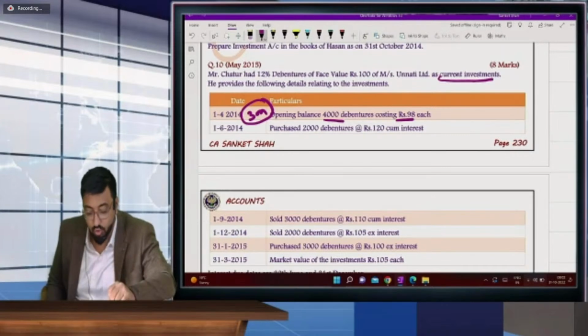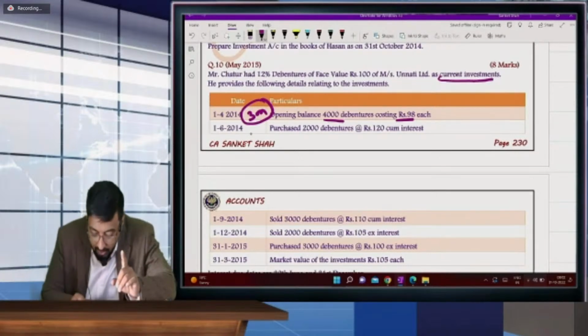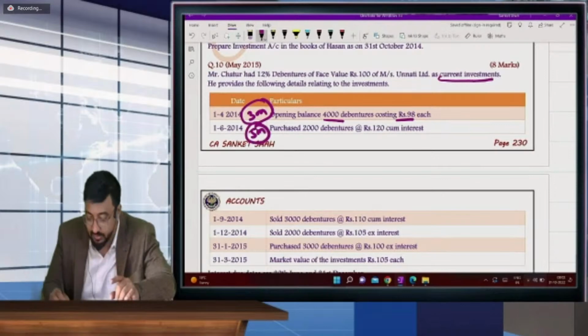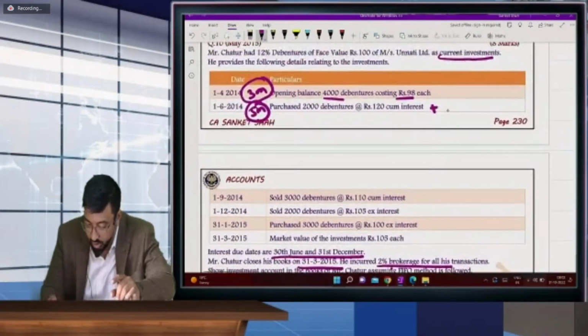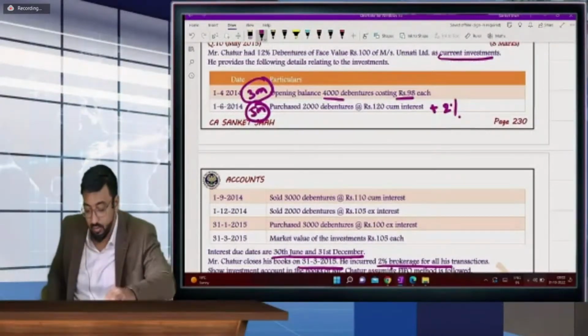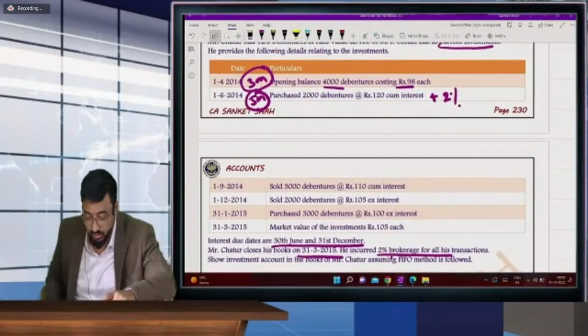Okay, 1st June. 1st June means beta 31st December is the last interest. So 5 months ka interest here, 5 months. And plus whatever the amount you have to pay brokerage. Okay, 2% ka brokerage.